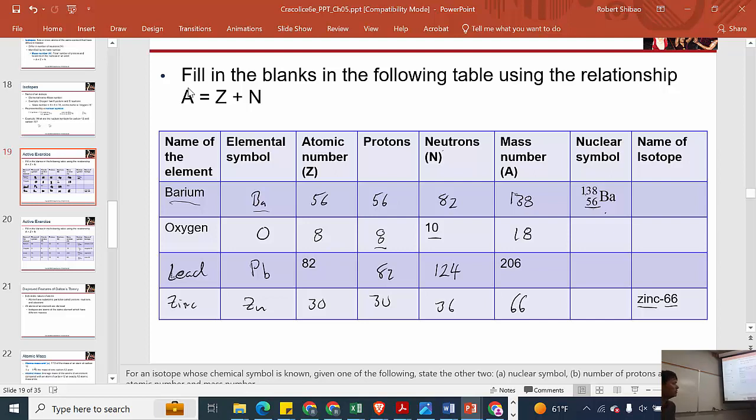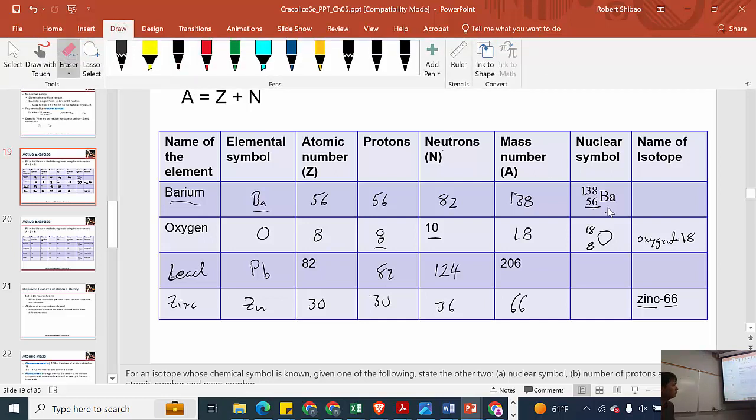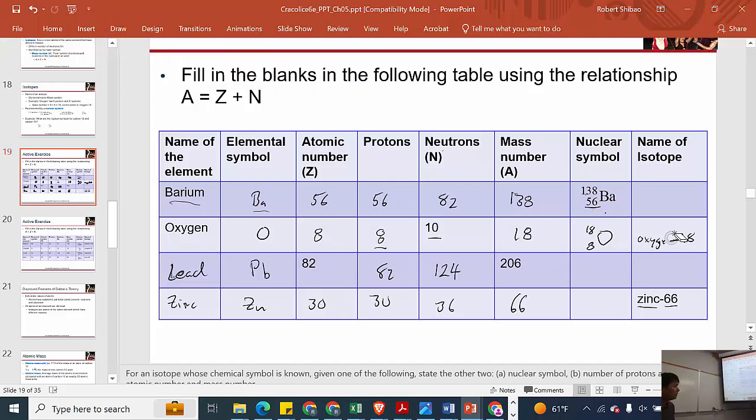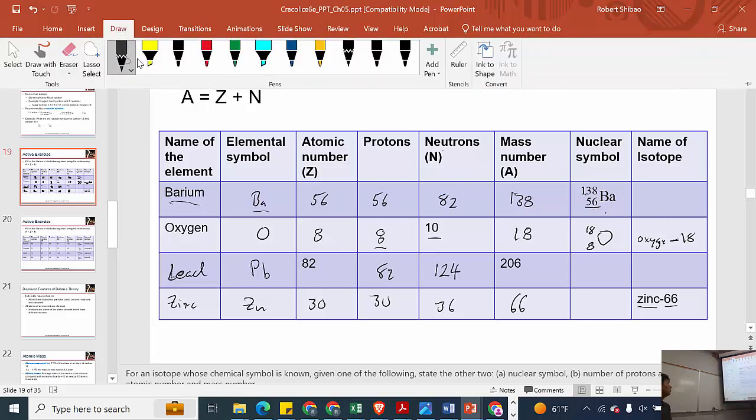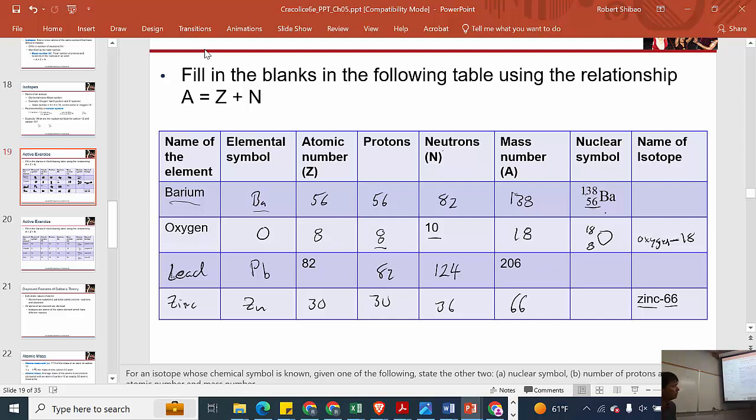Those are okay. Now let's do the nuclear symbol. In the nuclear symbol, we write Z on the lower left. And so this would be oxygen, and the Z is 8. And then A on the upper left, which would be 18. And we call this what? Oxygen-18. Oops, oxygen hyphen 18. Should I fix that? The one above it's called what? Barium-138.